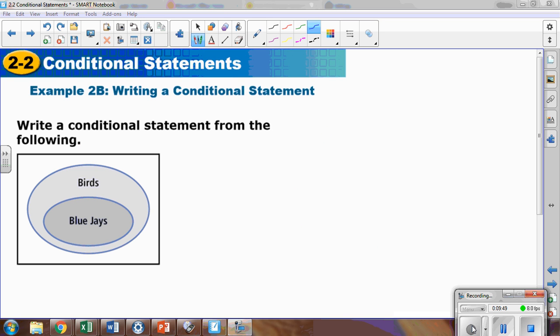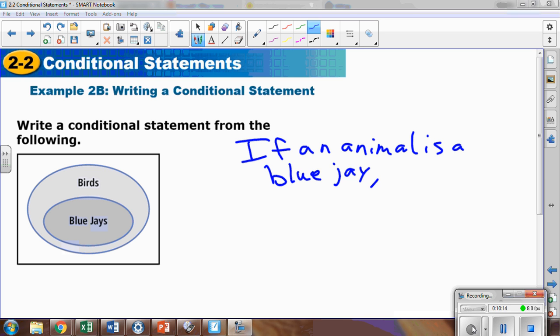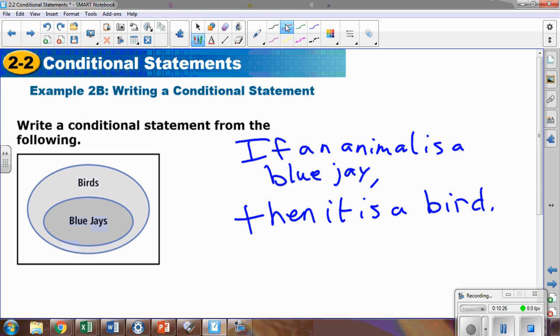In terms of a Venn diagram, it has a similar structure. And we saw the Venn diagram already in our notes. If an animal is a blue jay, then it is a bird. We saw previously that when it comes to a Venn diagram, one option inside another is how we can identify the hypothesis and conclusion.